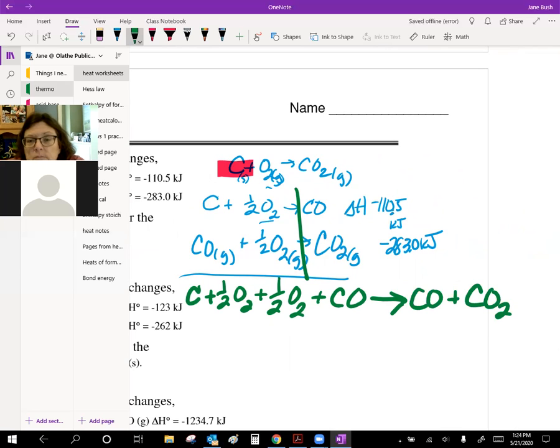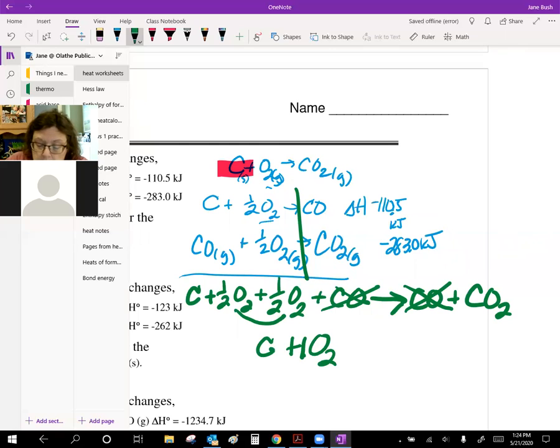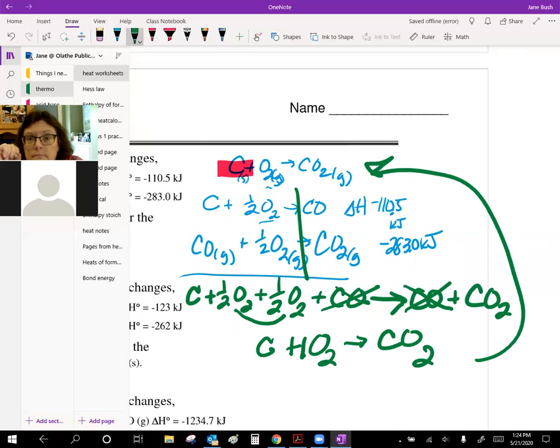What do they tell you to do in math when you have an equation like this? They tell you to combine like terms. Do we have anything that's the same on the left and the right? Yes. The carbon monoxide is the same on both sides, so we can cross those out. We can combine like terms. 2 halves makes 1. And we have the same equation up here.